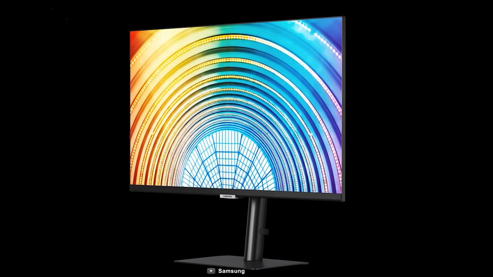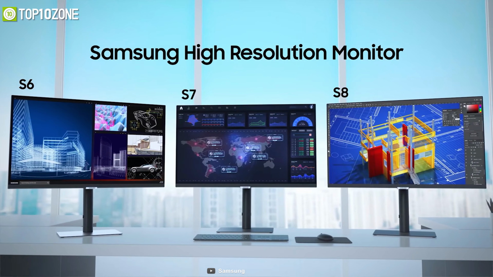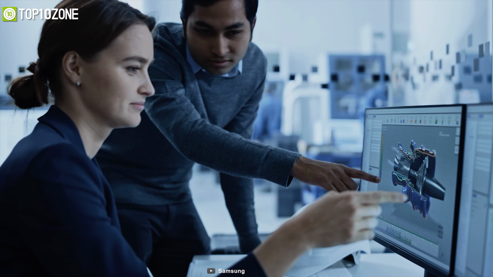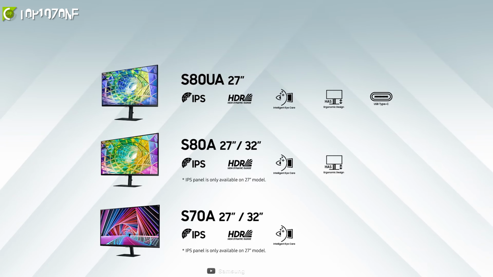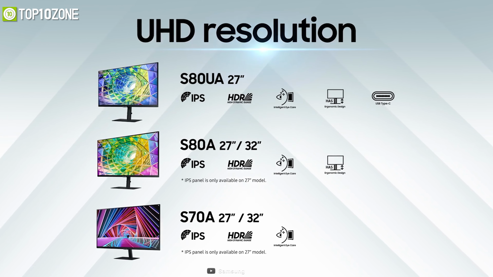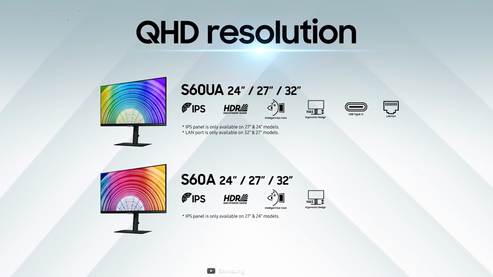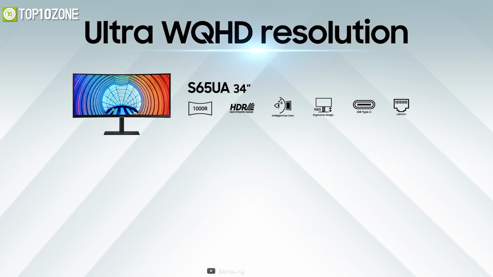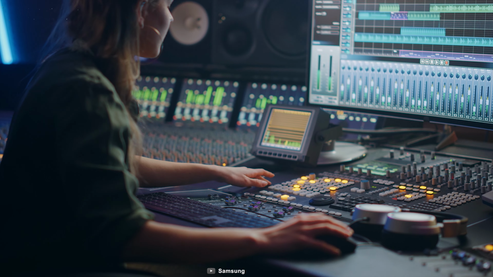Say hello to the most versatile monitor lineup from Samsung. The S8, S7, and S6 series all have quality specs that can match your exact needs to maximize productivity. All these monitors come in different sizes and resolutions, where the S70A, S80A, and S80UA models boast a 4K panel, while the S60UA and S60A have quad HD resolution. On the other hand, the S65UA features a WQHD panel, perfect for anyone who is into ultra-wide monitors.